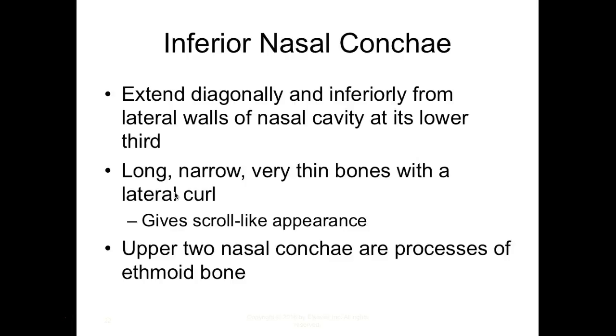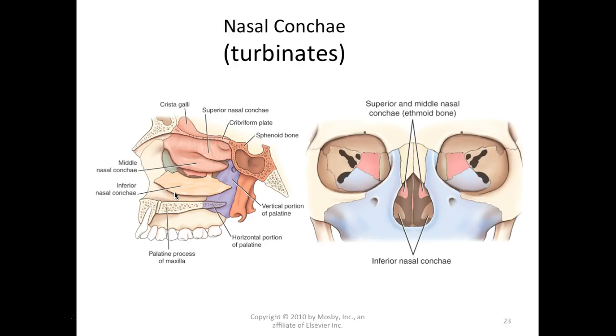Your inferior nasal concha, what is that? It extends diagonally and inferiorly from the lateral walls of the nasal cavity at its lower third. So it's a long, narrow, thin bone with a lateral curl. It gives a scroll-like appearance. So the upper two nasal conchae are processes of the ethmoid bone. Okay, so the upper two are part of the ethmoid bone.